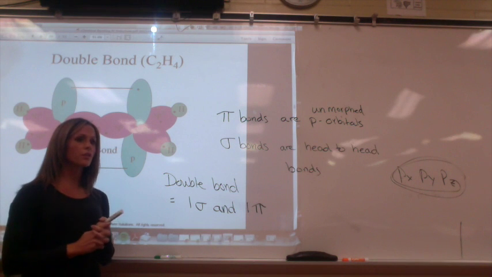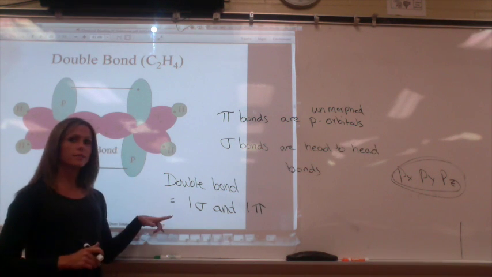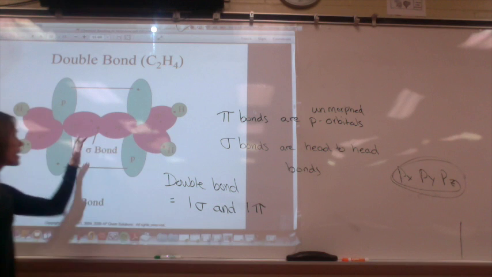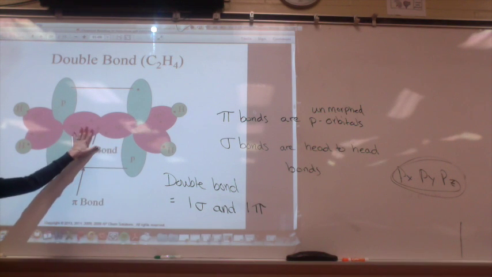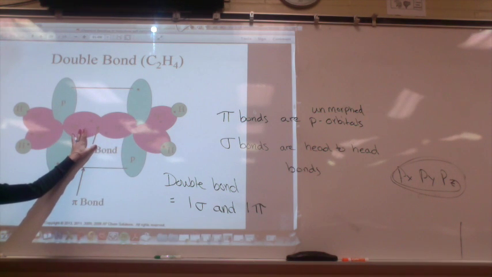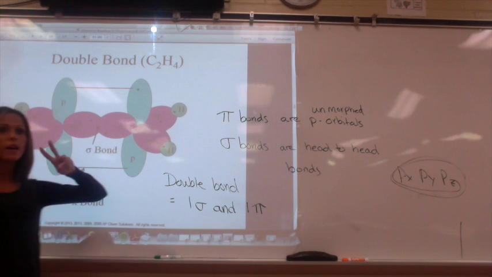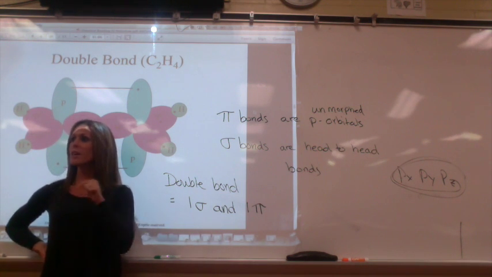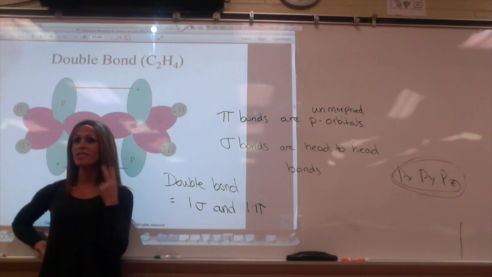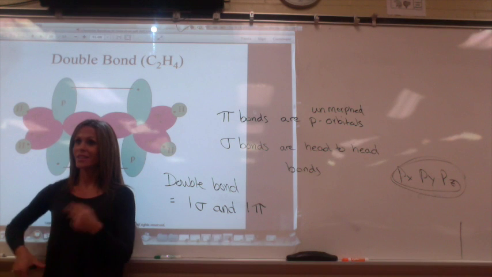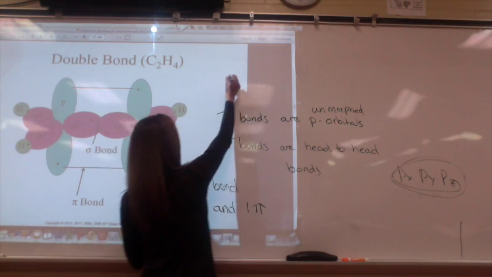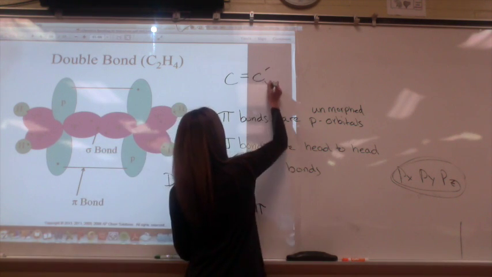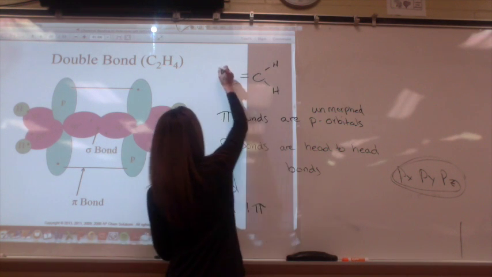Sometimes students get confused with pi bonds. If you look at a double bond in C2H4, you may say that it has two pi bonds. But a pi bond doesn't refer to a double bond, it refers to the second bond. Does that make sense?